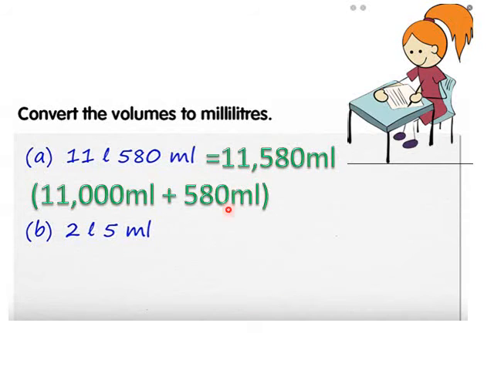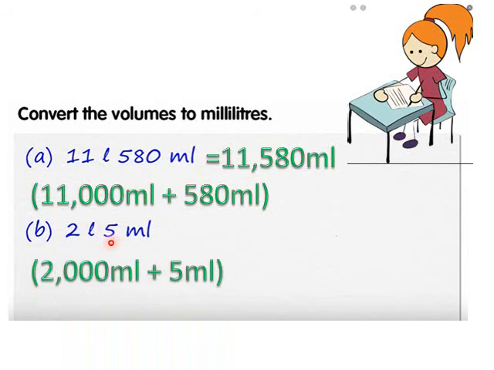11,580 milliliters. Number B, 2 liters and 5 milliliters. So I need to change the 2 liters into milliliters. How can I do that? 2 multiplied by 1000 is 2000 milliliters. And the 5 is already in milliliters, so I won't change anything about it. 2000 plus 5 will give me, yes, 2005 milliliters.